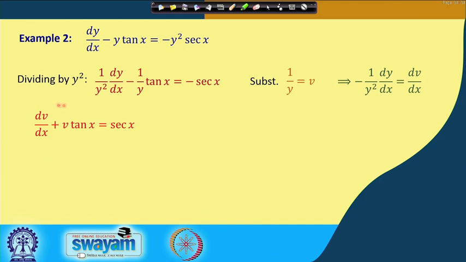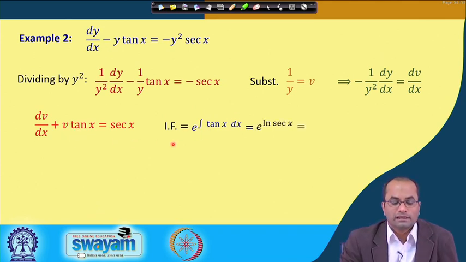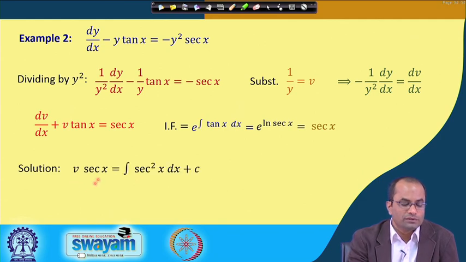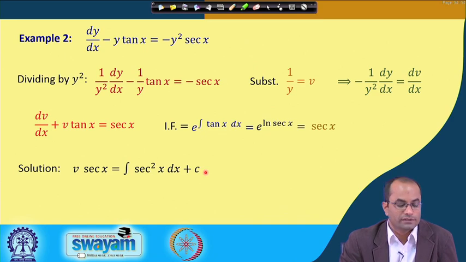And now, this is a linear equation in v which we can solve by calculating this integrating factor. So, the integrating factor will be exponential of this tan x. So, exponential this tan x, and tan x will be this after integral will become this ln sec x. So, the integrating factor is nothing but the sec x, which we can use now in the solution. So, the solution will be v into this sec x term is equal to the integral here this sec x, and then 1 this sec x will come. So, square dx and plus a constant of integration.